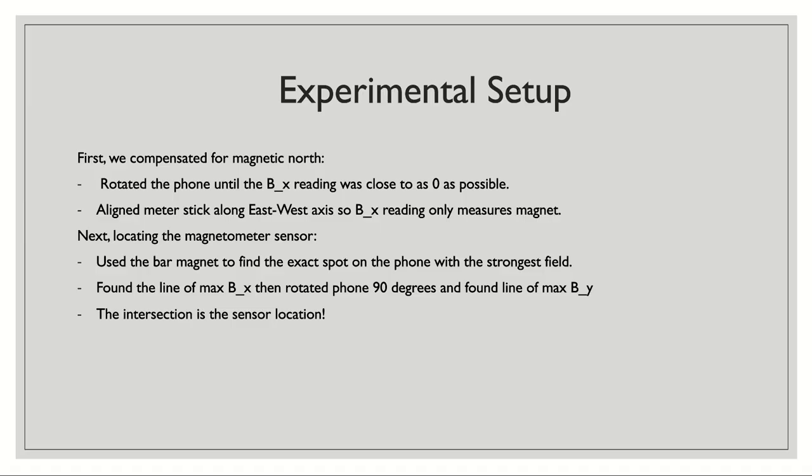Next, we had to locate the magnetometer sensor, and we did this by using the bar magnet to find the exact spot on the phone with the strongest field. We found the line of max Bx, then rotated the phone 90 degrees and found the line of max By. The intersection is the sensor location.